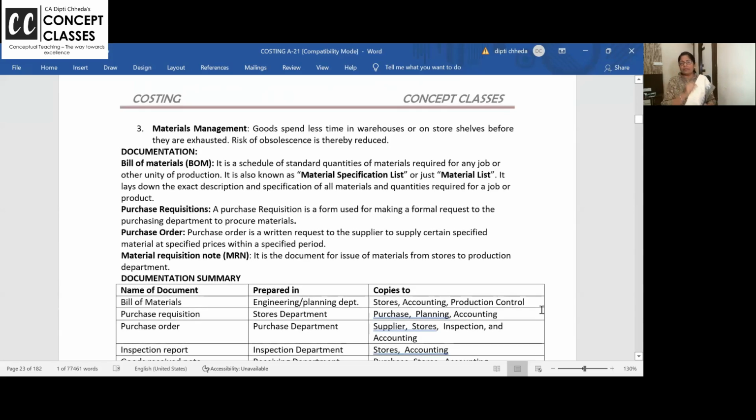In this exam, last December 21 exam, they have asked questions on documentation. Documentation, bill of material. Yes, when is a bill of material used?